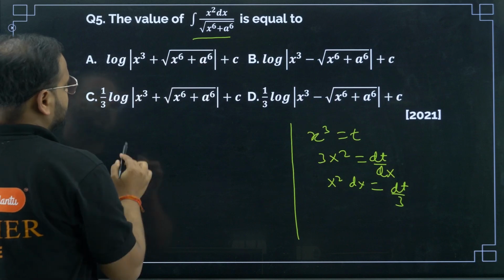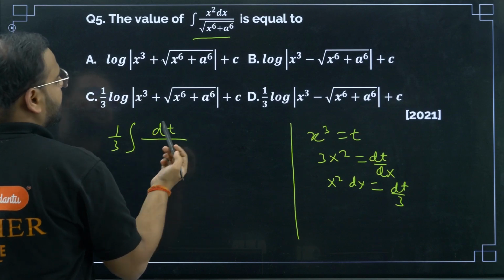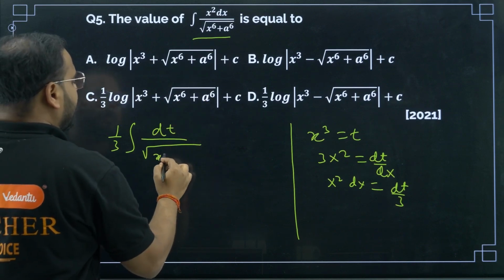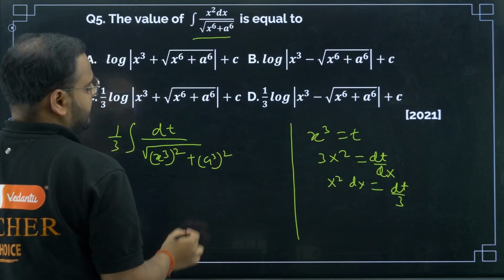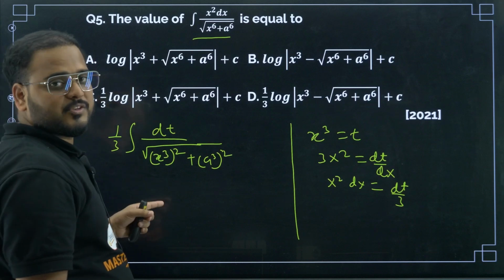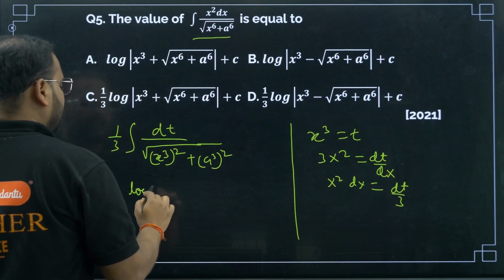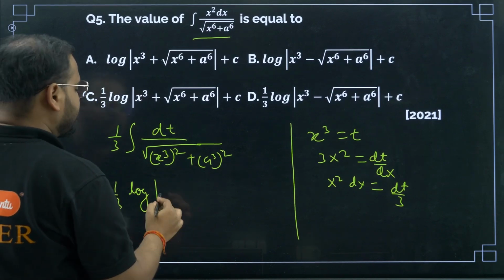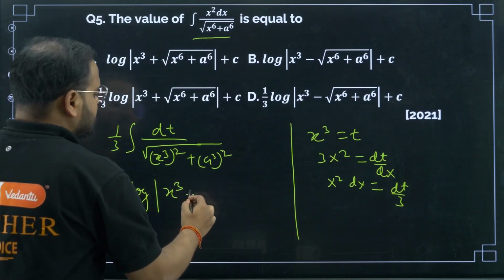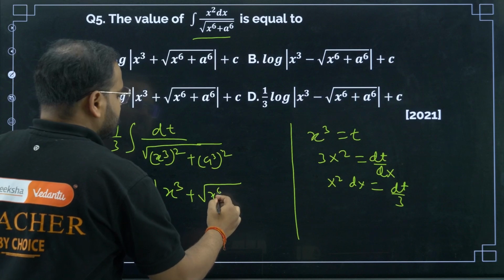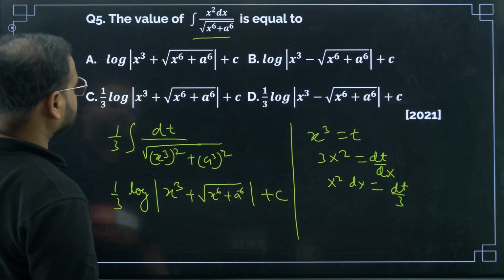Put it here. So x square dx will become dt by 3. So I write dt over here, 1 by 3 I'll write outside. And this will become what? x power 6 will become x cube the square plus a cube the square, right? Because the formula is for 1 upon a square plus x square. So 1 by 3 is outside. You will have log acting on a positive number x plus, so what is x in this case? x cube is the x, right? According to the formula, plus the same thing will continue. What is this? x power 6 plus a power 6 plus c. Okay, option number C.